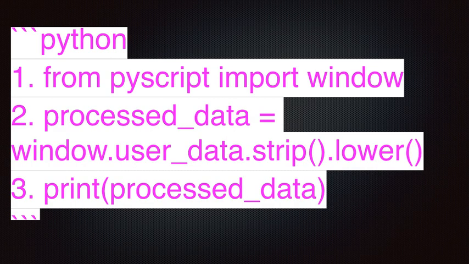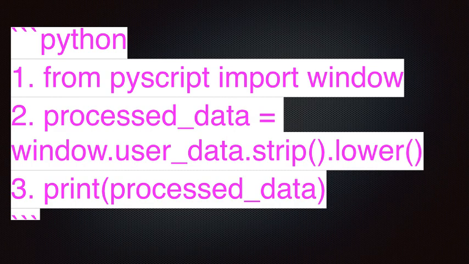So line 1, from PyScript import window. This part indicates that we are importing something from the PyScript library, which is a core of the PyScript framework, and it allows us to write and execute Python code directly from within HTML. Import window. This specifically imports an object named window from the PyScript library.